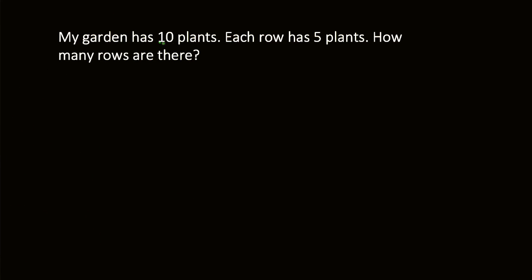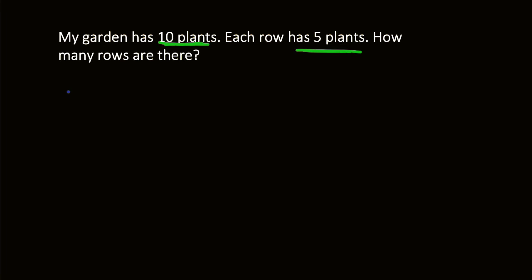My garden has 10 plants. Each row has 5 plants. How many rows are there? So right here we know that there's going to be some amount of rows. We don't know how many rows, but there's going to be a certain number. We also know each row has 5 plants.